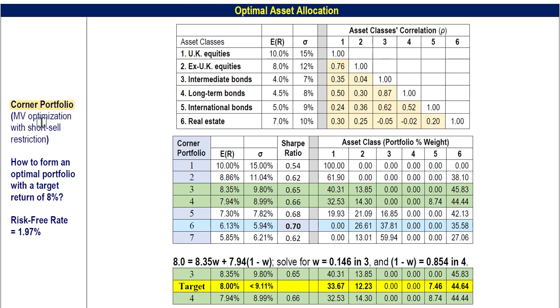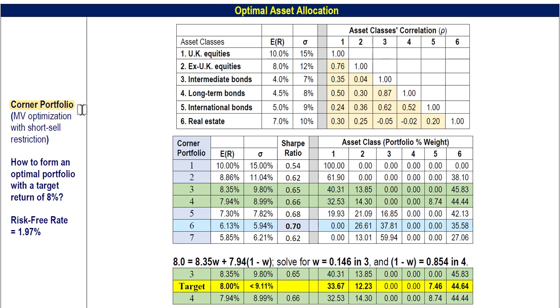The mean variance model talks about the efficient frontier or minimum variance frontier. What we are able to do here is to find some corner portfolios, because most portfolios do not allow for short selling. In other words, we cannot short sell asset classes. We may short an individual stock, but you're not able to short asset classes. Therefore, we need to determine the optimum asset allocation under no short selling.